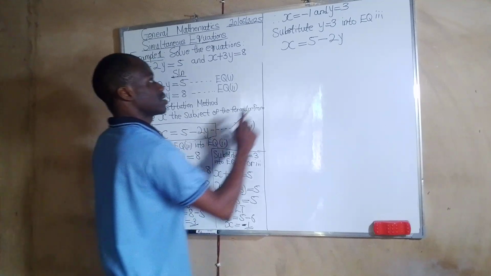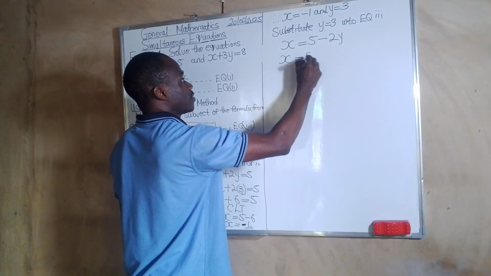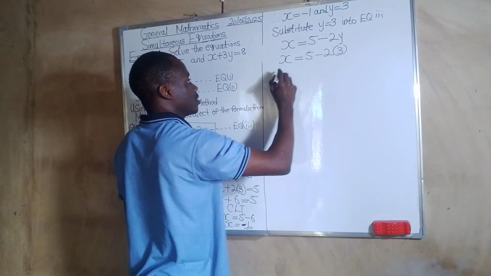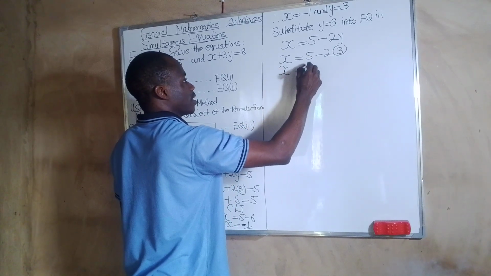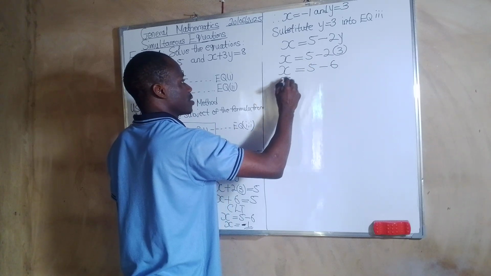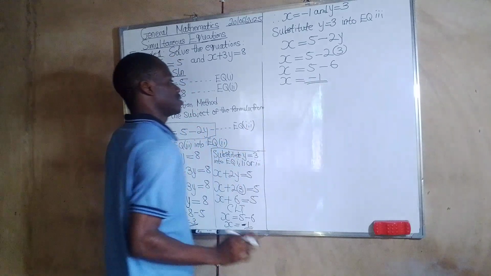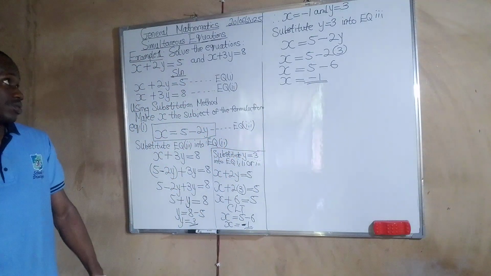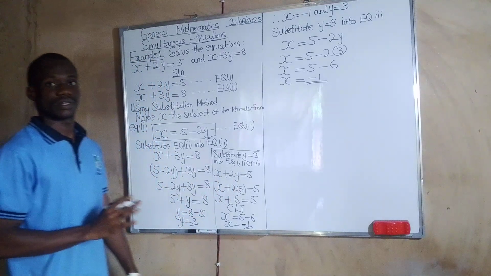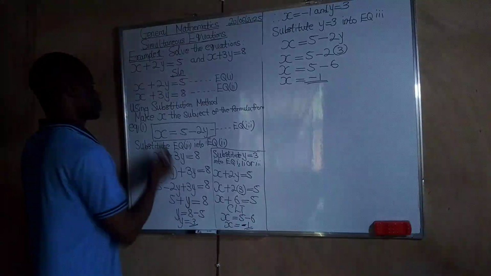So the next thing is I replace it with 3. So x equals 5 minus 2 open bracket 3. So x is equal to 5 minus 2 times 3 gives us 6. So x is equal to minus 1. So you can see that definitely both the y and x are correct. They are absolutely correct. So you can check if your answer is correct.